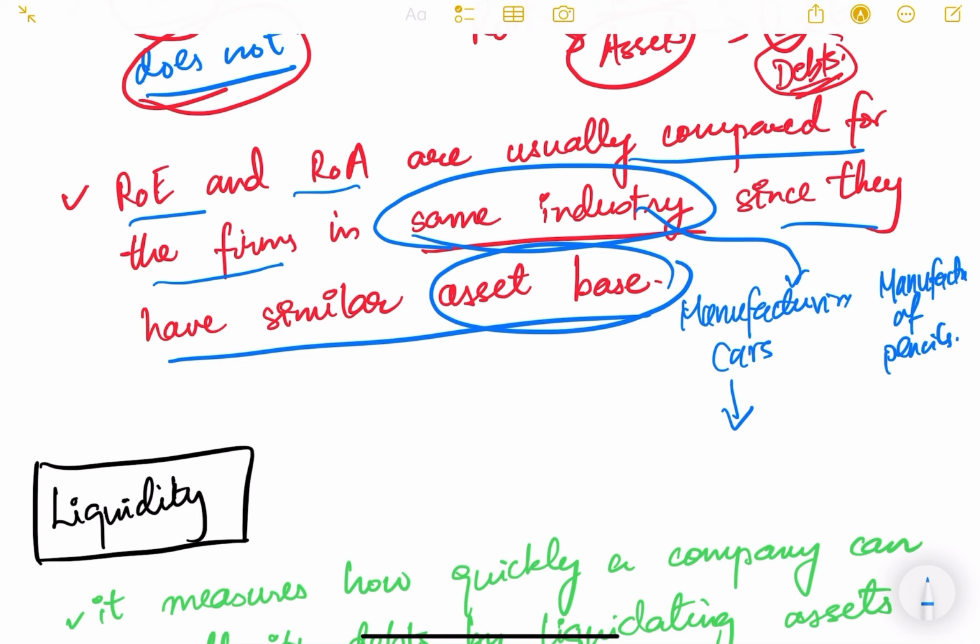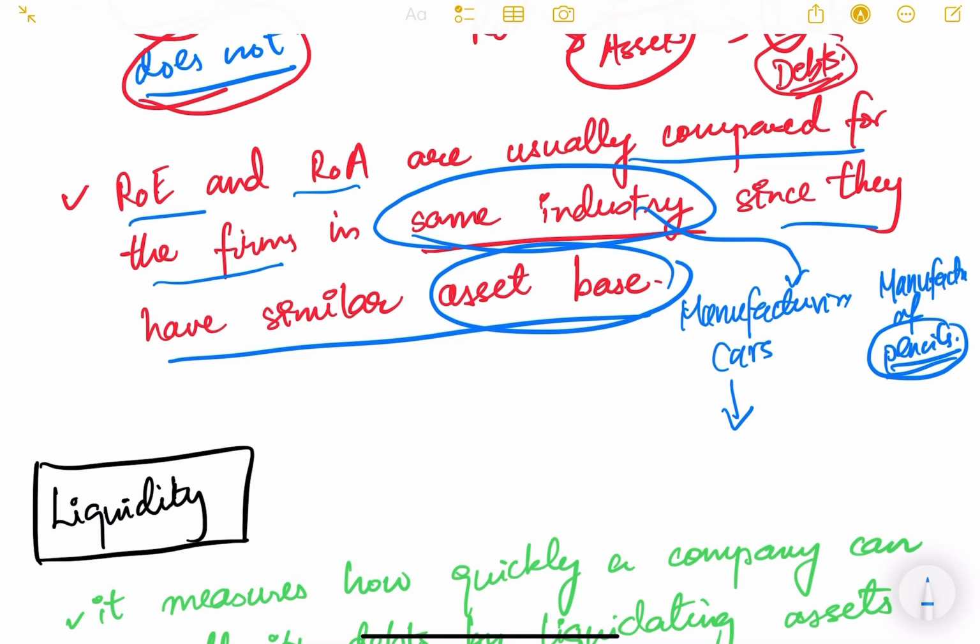They will have very intensive capital investment because of the heavy machinery and other things, whereas in pencils you don't need a lot of machinery. Maybe it is labor intensive rather than capital intensive. So if you compare a company in the car manufacturing sector with a company in the pencil sector, it will not be a fair comparison.